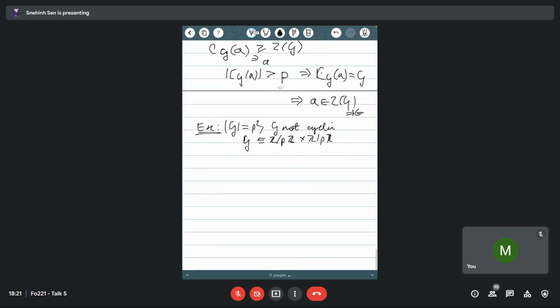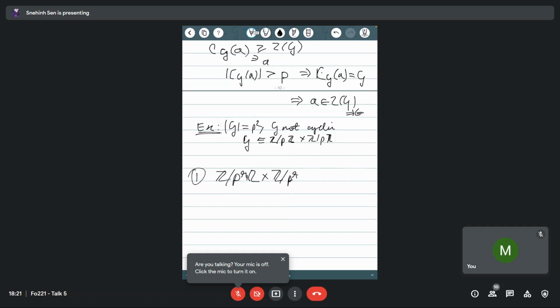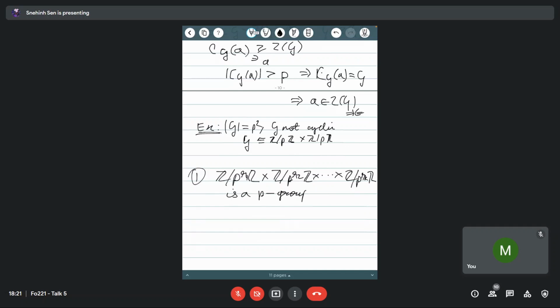Now, some more facts about p groups. The non-trivial center was an important fact. Then, the first thing is that any group of the form Z mod p^r1 Z cross Z mod p^r2 Z and so on is a p group, right? Is it clear that this is a p group? You can use the equivalent form, by the way. Is it clear that this is a p group? Yeah. Okay.